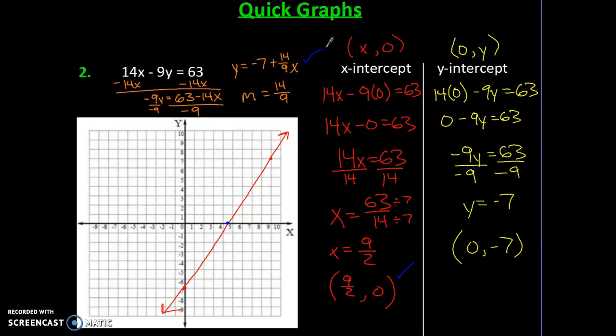So that is a way to quick graph. Some will work out nicely, like example 1. And some may work out where you get a fraction. If you get a fraction, then you need to step back, look at your equation, put it into the y equals mx plus b form, and solve for the slope. Once you find the slope, then you can do your rise over your run.